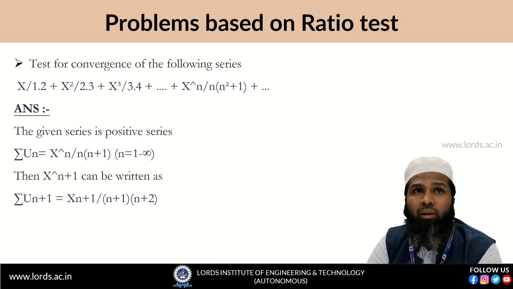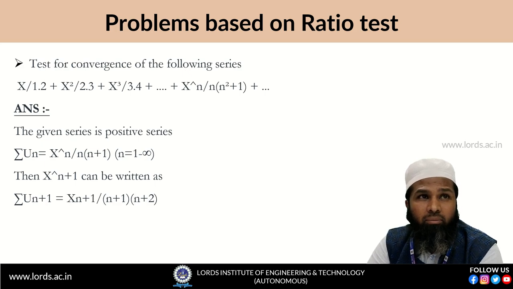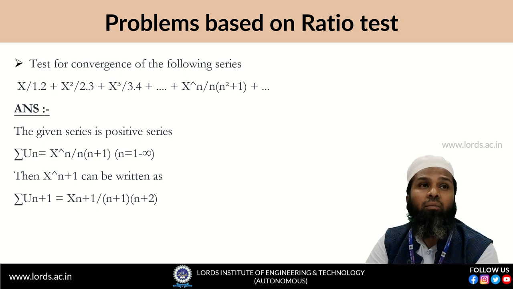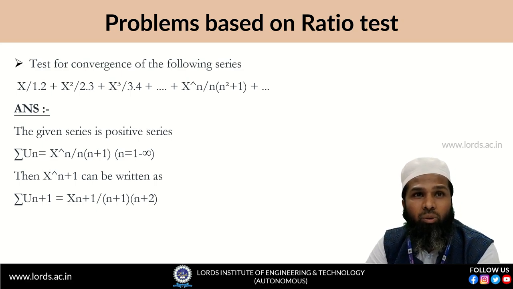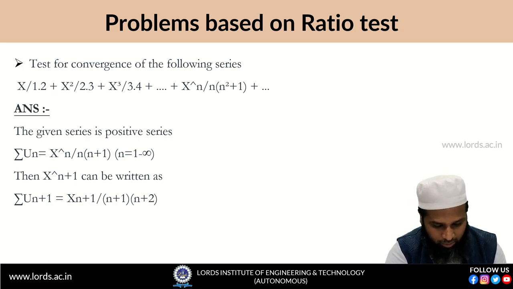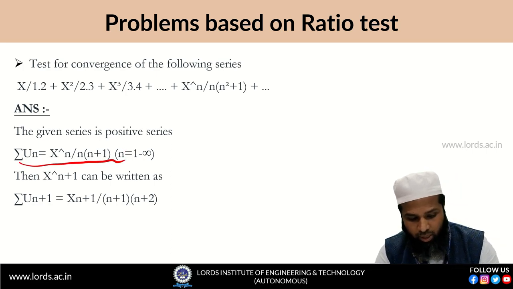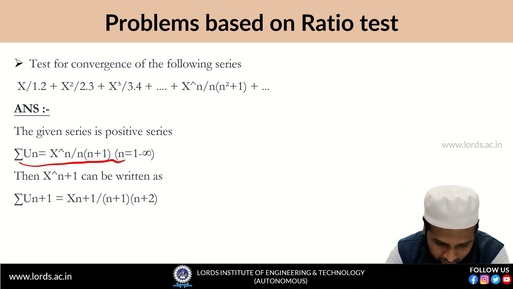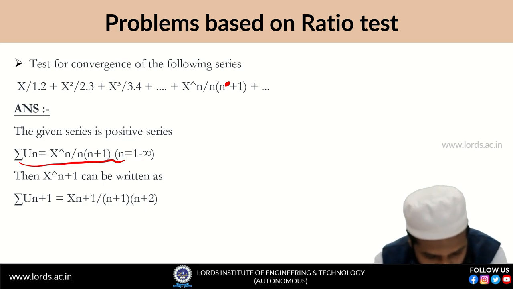Now we directly write the nth term of the given series. It is a positive series, so we can easily apply the ratio test. That condition is satisfied. We write summation un, and we have un equal to the nth term. You can see here, this is the nth term. That is already given. If that is not given, you can easily calculate it also. Here by mistake n square came, but this is not n square. Actually, it is n into n plus 1.